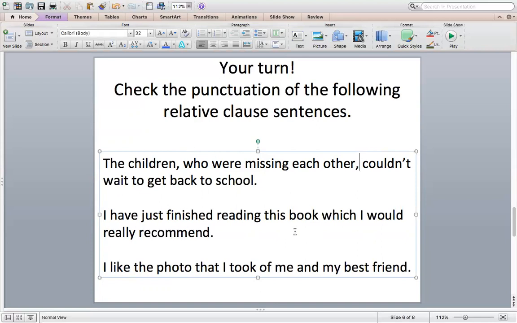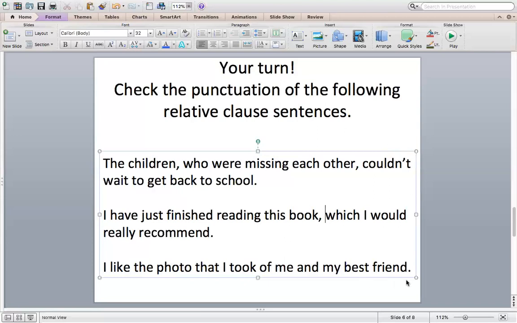Number 2, I have just finished reading this book, which I would really recommend. Now, I have just finished reading this book, which is our relative pronoun, which I would really recommend is our relative clause. This is non-essential. The first part of the sentence makes sense on its own. I've just finished reading this book, which I would really recommend. Okay, so we need to separate because this relative clause is non-essential. We need to separate it with a comma, okay? Because this part of the sentence makes sense on its own, we then separate it from the relative clause.